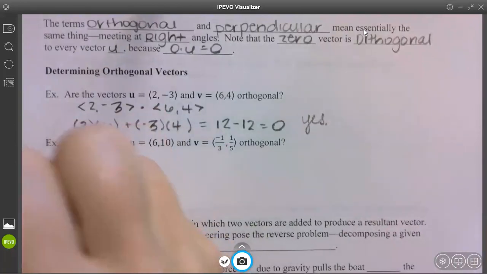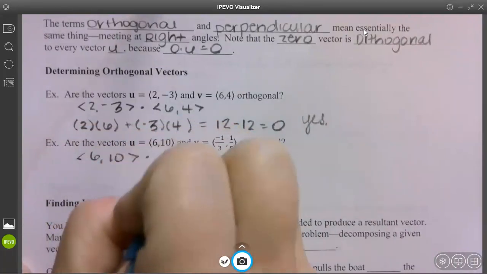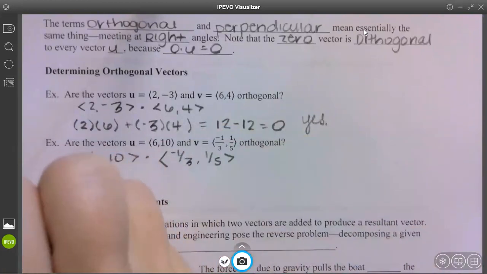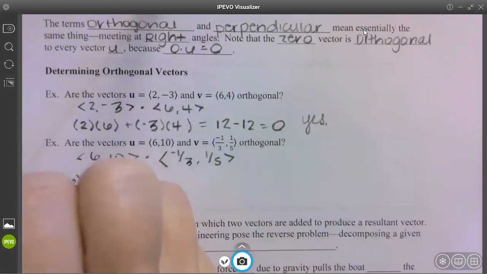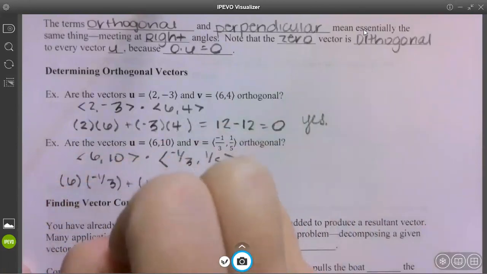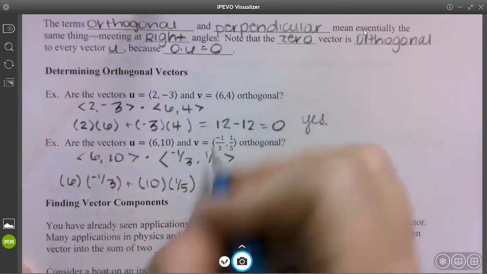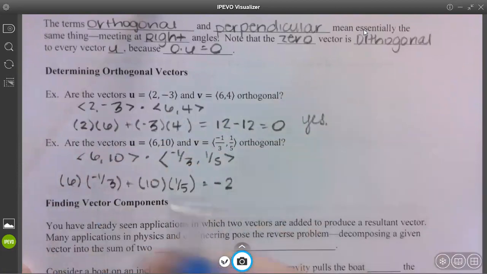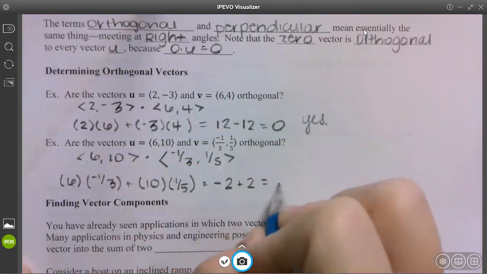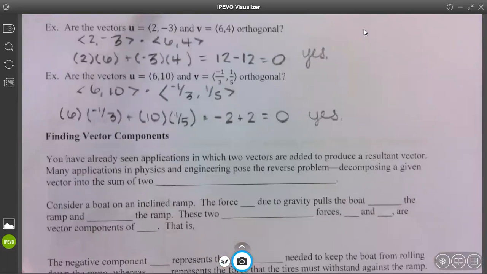Doing the same thing on the next one. 6, 10, and -1/3, 1/5. We're going to multiply them. 6 times -1/3 plus 10 times 1/5. 6 times -1 is -6 divided by 3 is -2. 10 times 1 is 10 divided by 5 is 2, which gives you a 0. So yes, they are orthogonal.